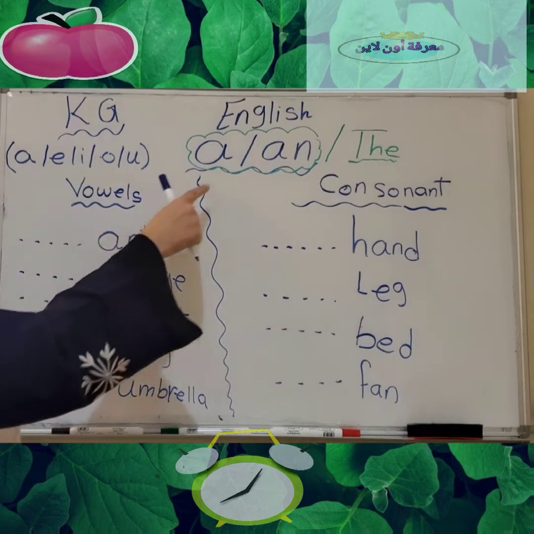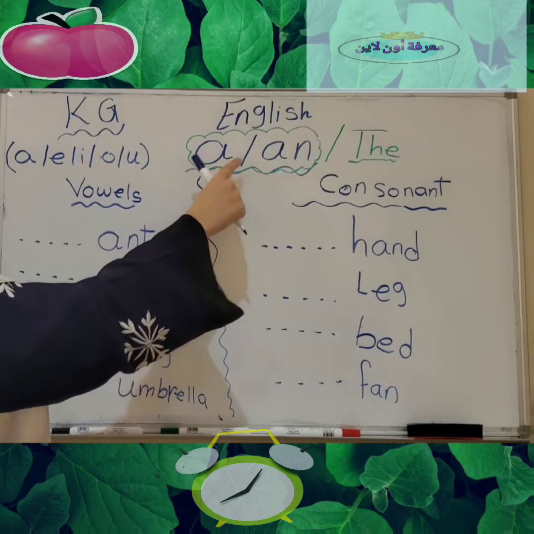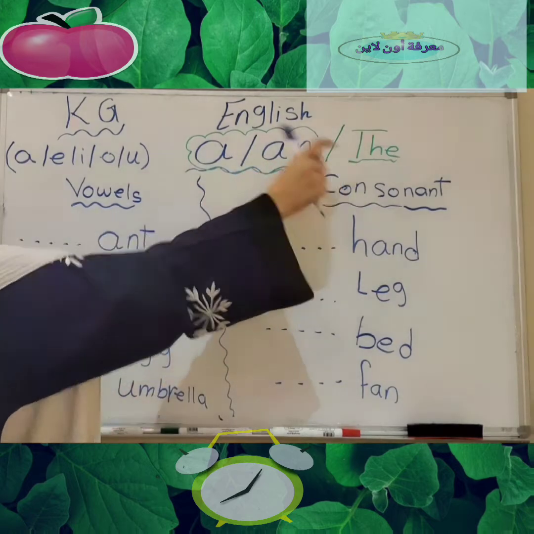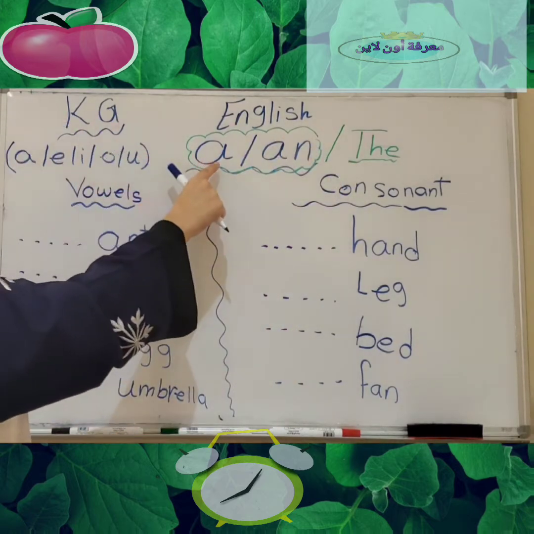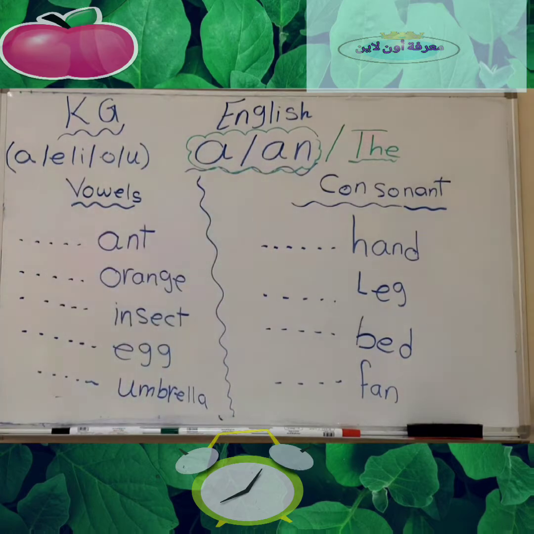Today we will study the main articles. These are a, an, and the. Now we will put stress on a and an. First, we must remember what we studied in the previous lesson.